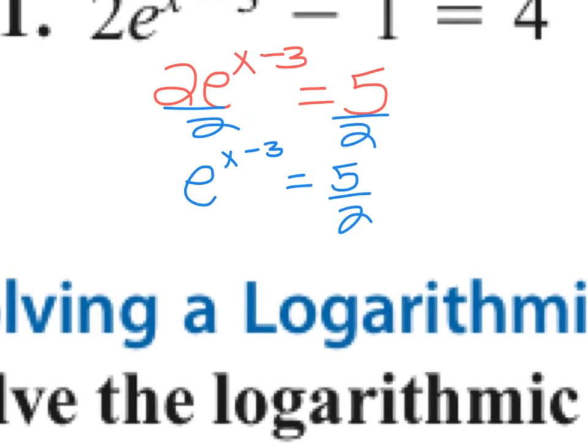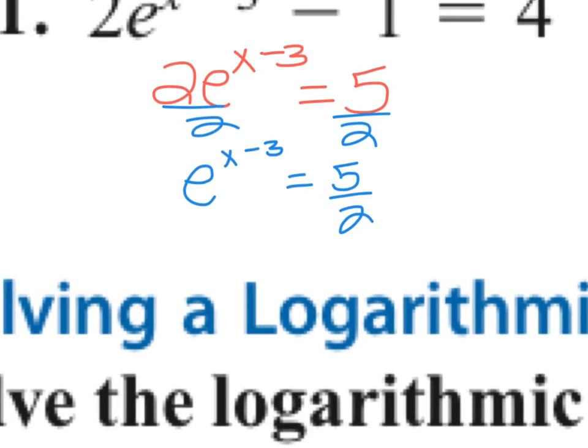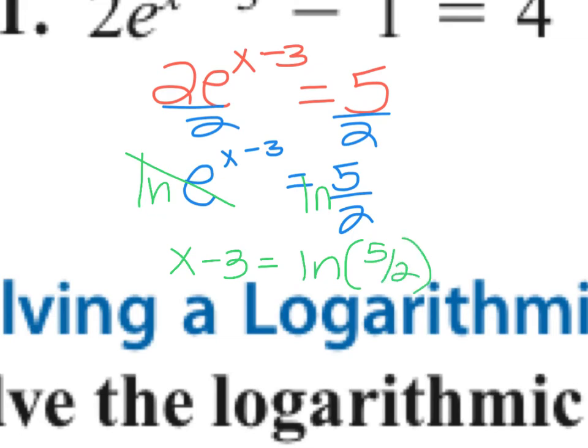And then once you get the e on the side by itself, with the exception of its exponent, that's fine, I'm going to ln both sides of this equation. So ln of e cancels, leaving you with just the exponent. And then I'd get ln of 5 over 2. And then to solve, I would add the 3.